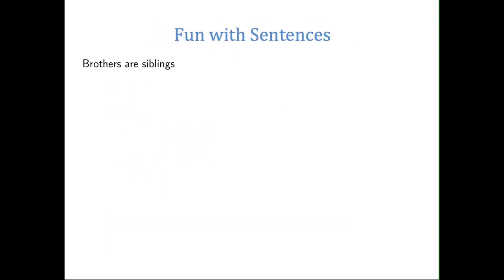So let's try out our new skills with some creating predicate logic examples with some sentences. So, for instance, how would you express the idea brothers are siblings in a first-order logic sentence? Think about it for a minute. You can stop the video if you want, just to try out your luck, and then we'll come back to it.